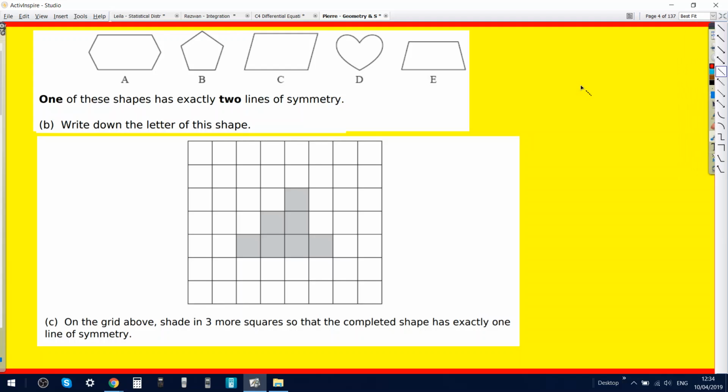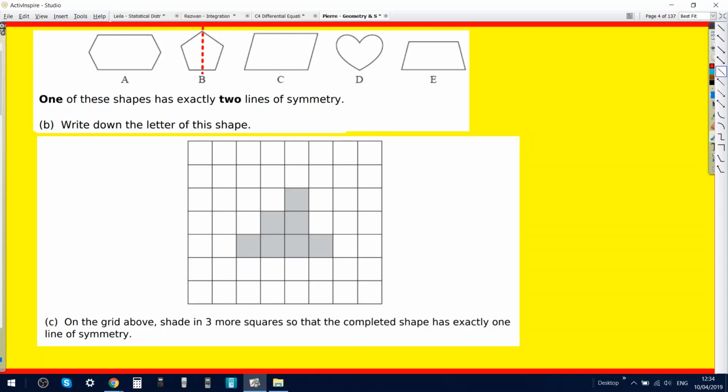So which shape up here will have 2 lines of symmetry? I would say the parallelogram. That has 0. All right. 2 lines of symmetry. I would maybe. Would it be B? That has 1.